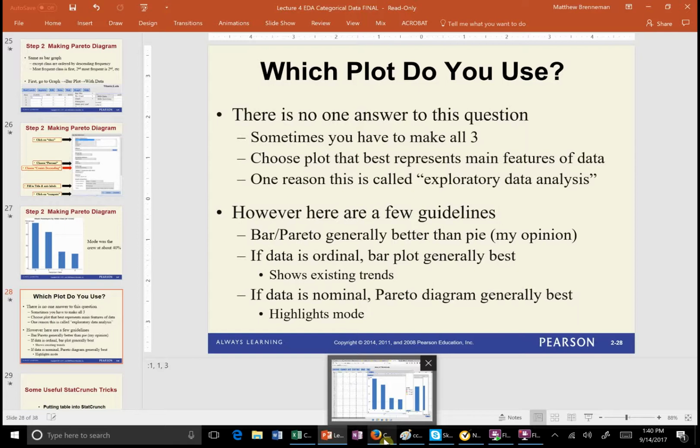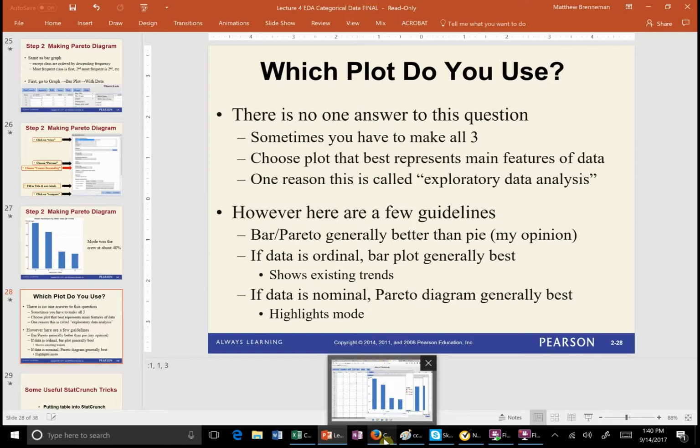We want to look for a trend. I'd want to see, as the tickets got cheaper and cheaper and cheaper, how is the percentage changing? So I'd probably use a bar plot. If the data is nominal, in other words, the classes are names, like male, female, child, adult, I would probably use a Pareto because I'm interested in the mode, and the mode's going to show up first.